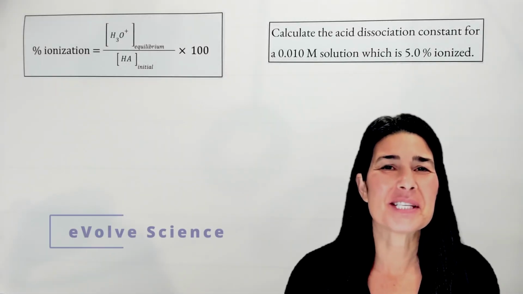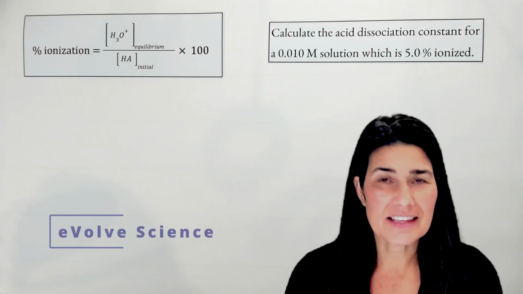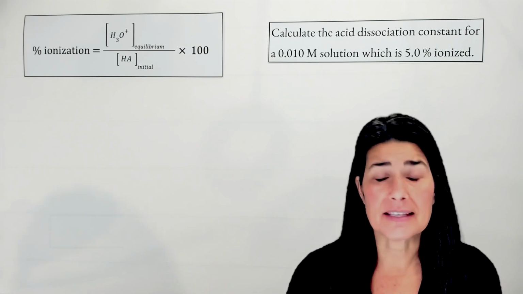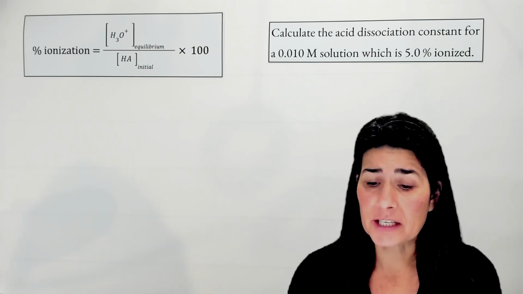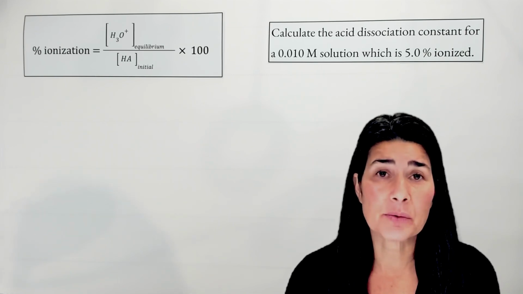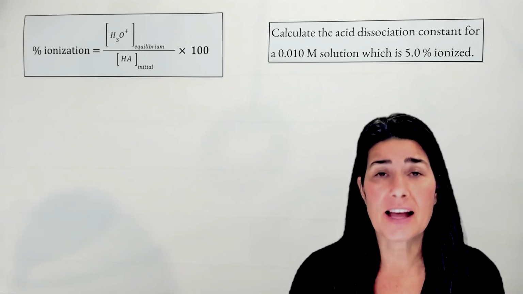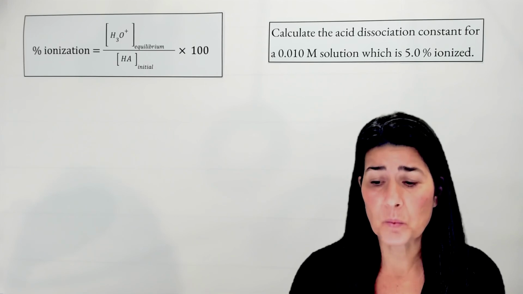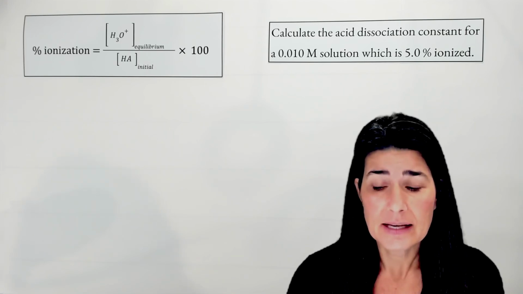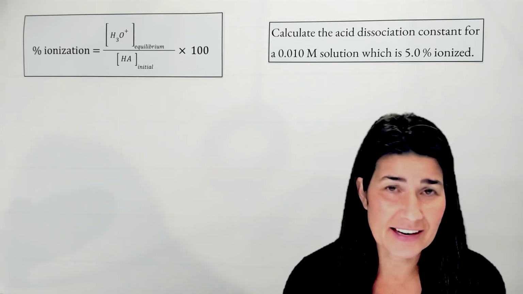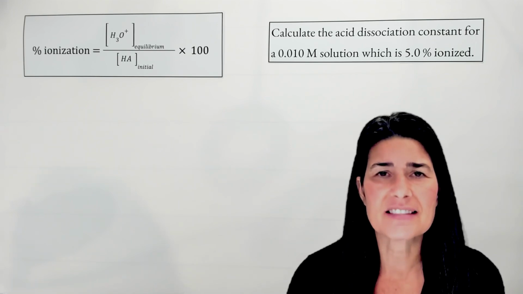Okay, let's try this problem. Calculate the acid dissociation constant, the Ka value, for a 0.010 molar solution that is 5% ionized. Okay, so we have a weak acid here. It's only a little bit ionized, not 100% like a strong acid.